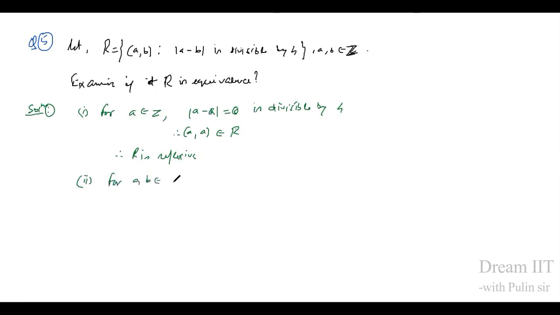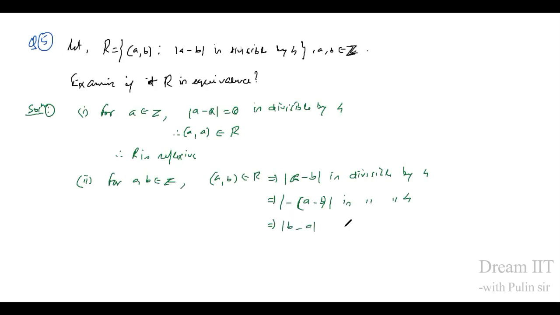Number two, for any a, b belongs to Z, I start with (a, b) belongs to R. That will indicate that mod of a minus b is divisible by 4. If mod of a minus b is divisible by 4, obviously mod of minus of that number is also divisible by 4. There is no doubt about that because results will be the same for both. So b minus a is divisible by 4. That means (b, a) belongs to R. Therefore, R is symmetric.